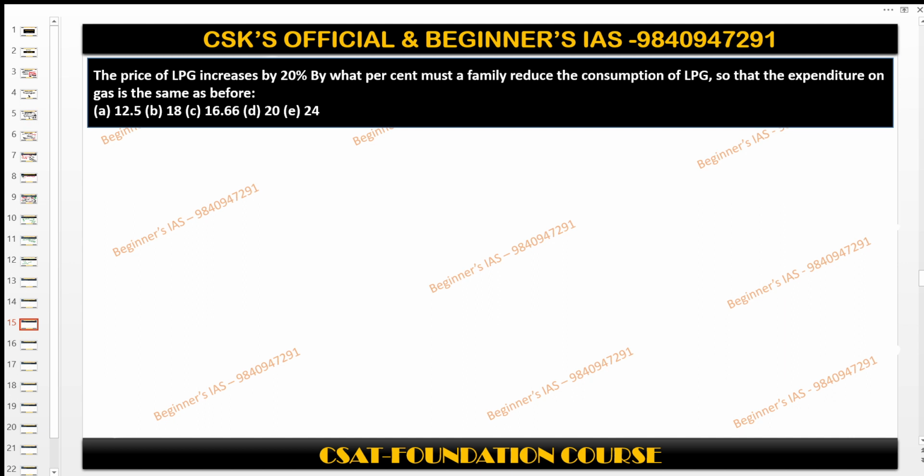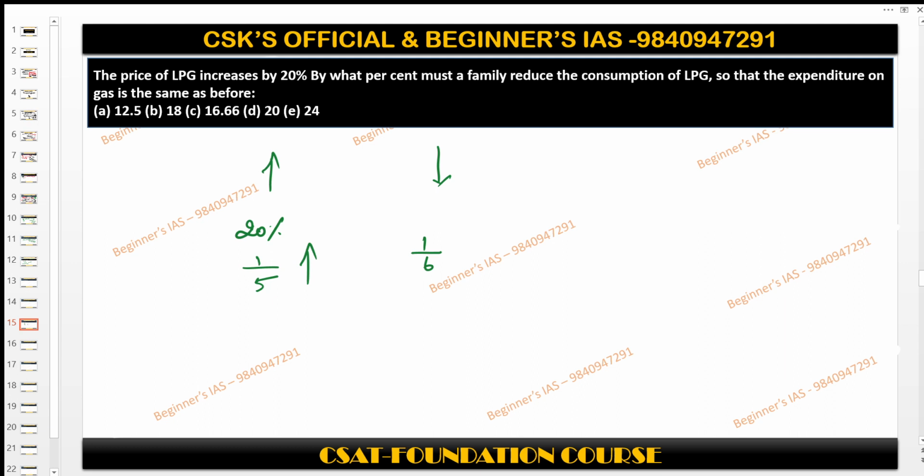Now you people tell this one. The price of LPG increases by 20 percentage. By what percentage must a family reduce the consumption? Easy question. We have done this concept. This much of percentage increase, this much should be reduced. 20% increase. 20% means what? 1 by 5. 1 by 5 percentage increase means you have to reduce 1 by 6.